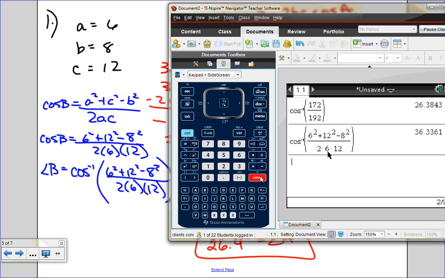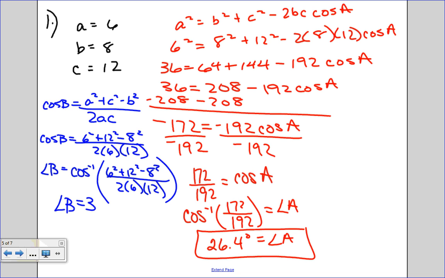36.3. Now how do I find my last angle? I'm going to take 180 minus 26.4 minus 36.3. And I'm going to have 117.3. Do we all understand that? 36.3. And then angle C, 117.3. And we all understand how we got that. Do I care which formula you use? No, I don't care.